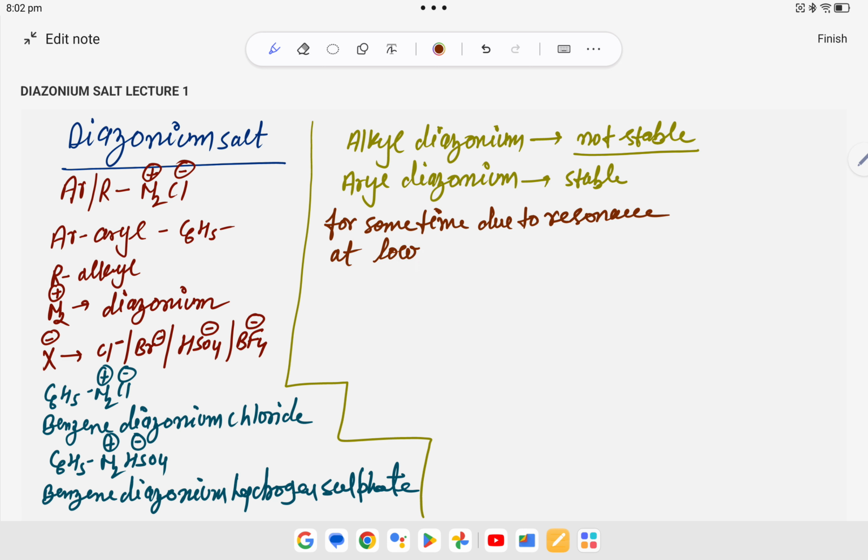Temperature should be around 273 Kelvin to 278 Kelvin. At this temperature only, at low temperature only, they are stable. Otherwise, nitrogen will leave. And all this discussion of alkyl or aryl is only for 1 degree amine. Alkyl or aryl diazonium salt is formed only by the 1 degree amine.